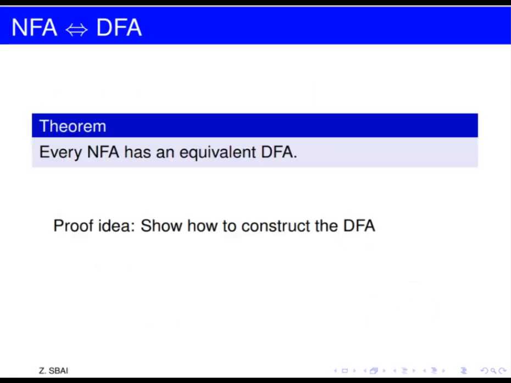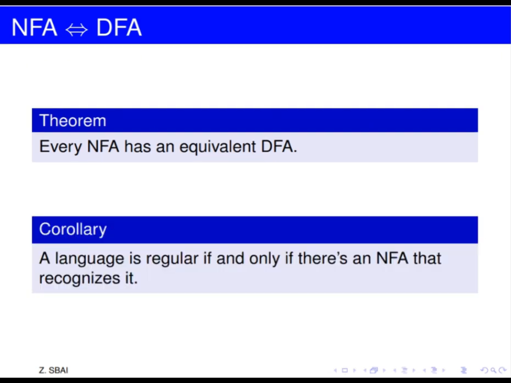And we'll finish now by showing that we have a very important theorem that states that every NFA has an equivalent DFA. The idea of the proof here is to show how to construct this DFA given a non-deterministic finite automaton. And an important corollary here can be stated, which gives the important result that a language is regular if and only if there's a non-deterministic finite automaton that recognizes it. We'll show next how to convert a non-deterministic finite automaton to an equivalent deterministic finite automaton.